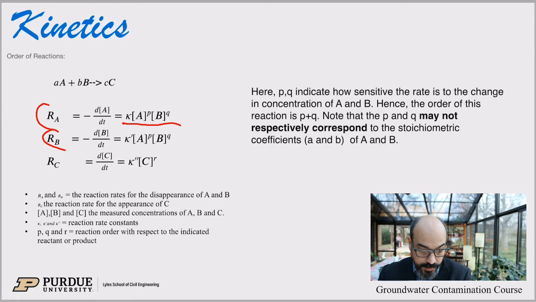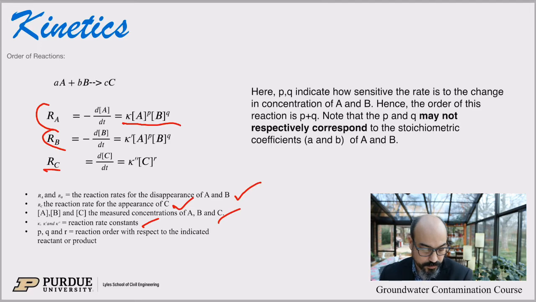Now, there's a reaction rate for A, for B, and for C, right? They're different. They're just different things. Yeah, so RA and RB are the reaction rates for the disappearance of A and B, obviously. Remember that little movie we just saw. RC is the reaction rate for the appearance of C, the product. A, B, and C are the concentrations, of course.